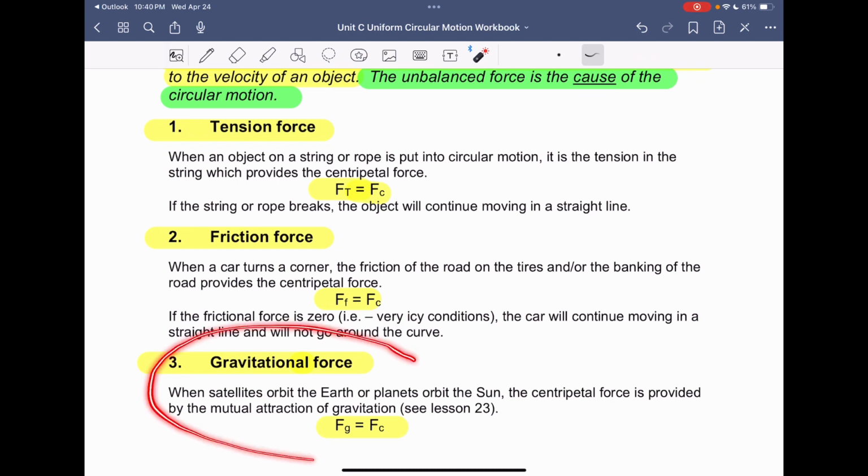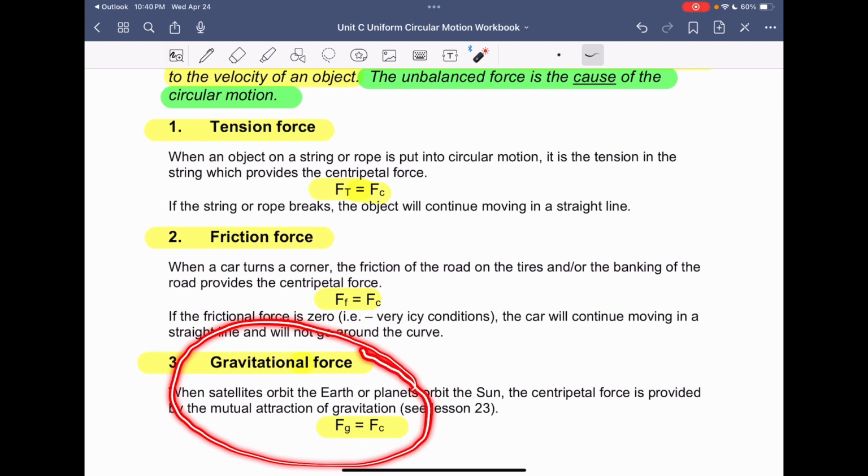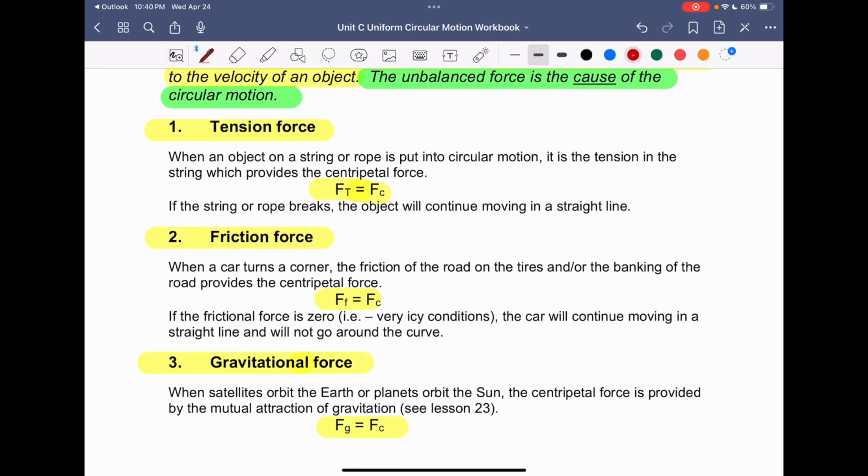The last is gravitational force, and this is where we go into the classification that deals with lesson 21's material, which is orbits and satellites. So we may not cover a ton of gravitational force within this lesson and the next lesson, but we will see that very shortly. Now, again, what I would write here is that these are all classifications of FC. So I'm going to write it like that. Classifications of FC.